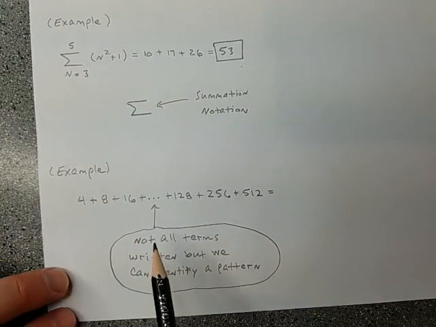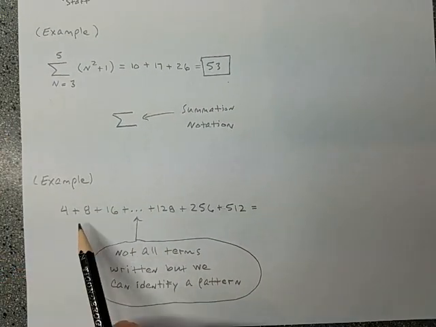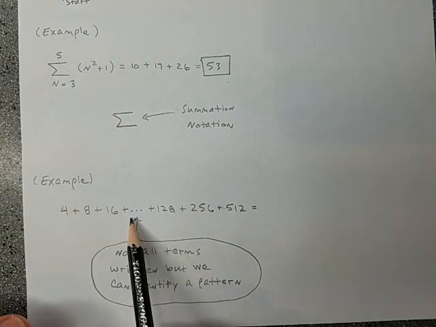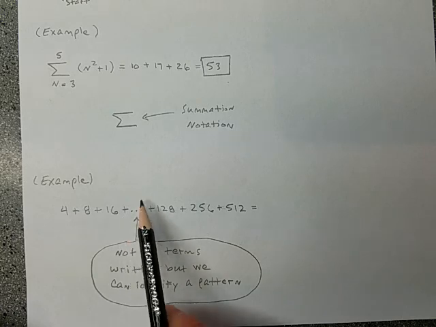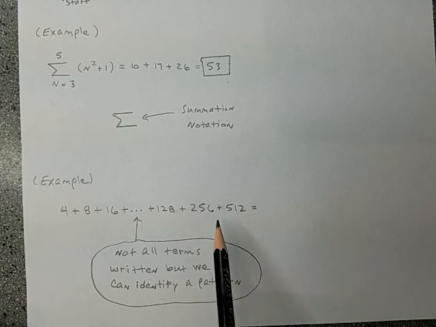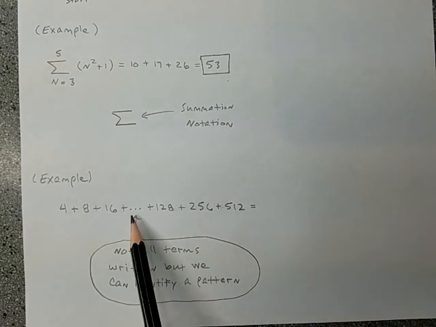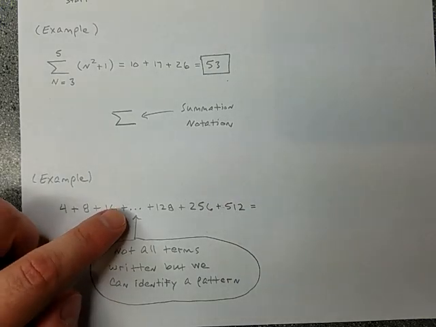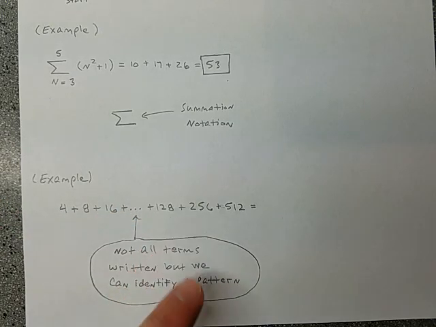So, here's one where I said, well, maybe I'll just write it out. 4 plus 8 plus 16 plus dot, dot, dot. So there must be something to fill in there in the middle. Some stuff must be left out. And then it continues plus 128 plus 256 plus 512. Well, when we put dots like this, those dot, dot, dot, those are called ellipses. And I told you what ellipses were in our video on sequences, all right? But it just means that there's a continuation there and then it picks back up.